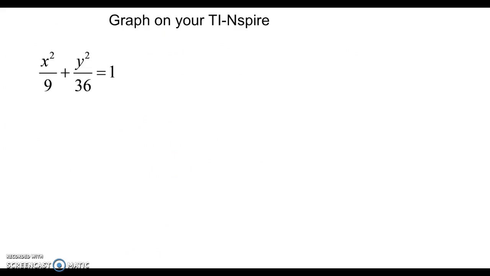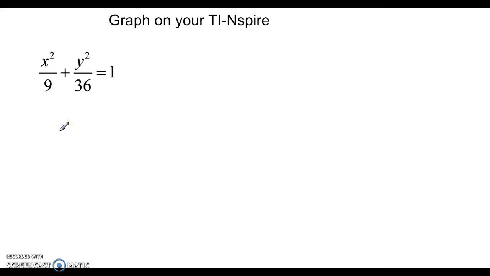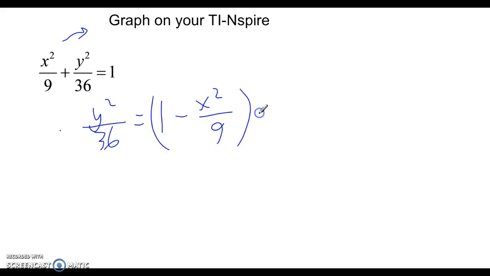First thing we're going to learn how to do is graph this in our TI Inspire. I'm going to show you two ways to do this. Well, for one, I think we'd have to do a little bit of work beforehand. So we could solve this for y squared. That would mean moving that to the other side. We'd have y squared over 36 equals 1 minus x squared over 9. Maybe multiply both sides by 36.